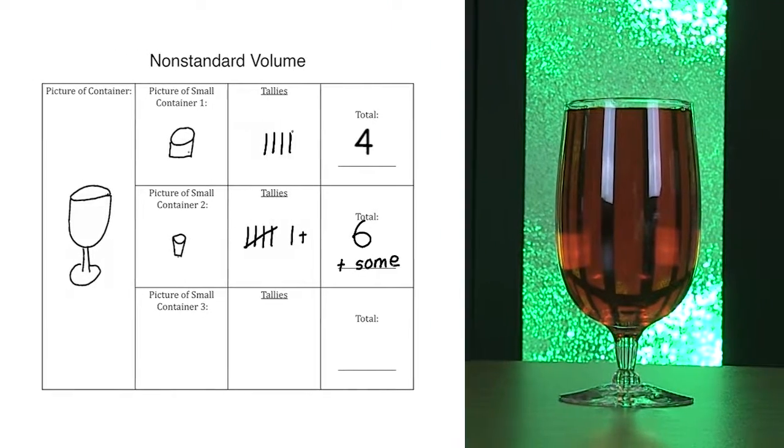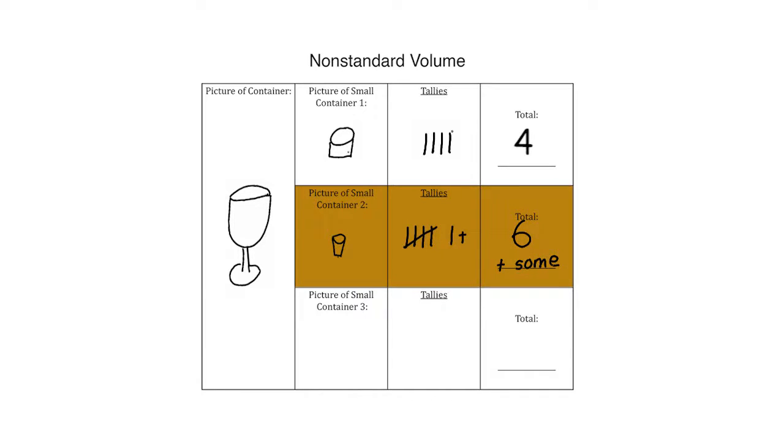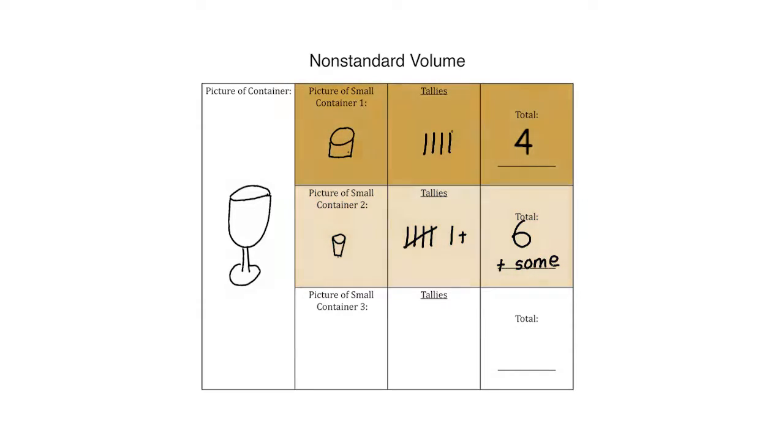It took more of the smaller tea party cup to fill the glass and fewer of the bigger jam jar to fill the glass. The tea party cup doesn't hold as much water, so it takes more iterations to fill the glass. The jam jar held more, so it took less iterations to fill the glass. There is an inverse or opposite relationship between the size of the cup and the number of iterations needed to fill the container. Let's see if this holds true with a different size of container.